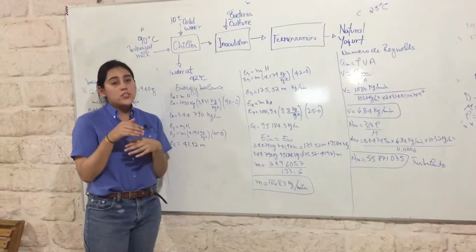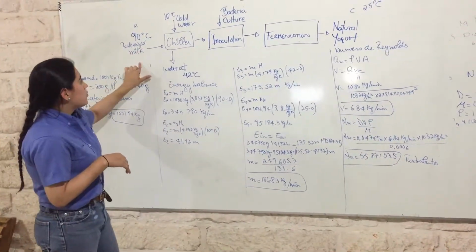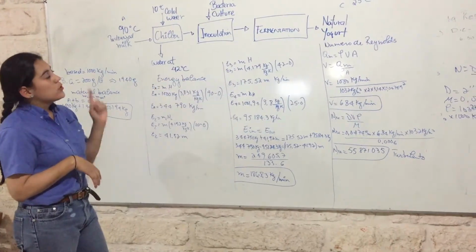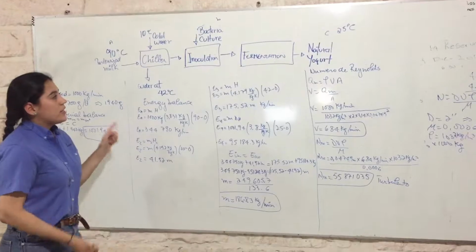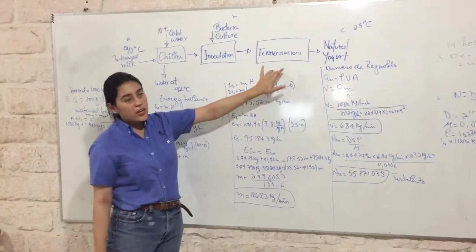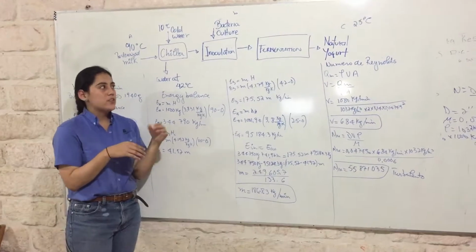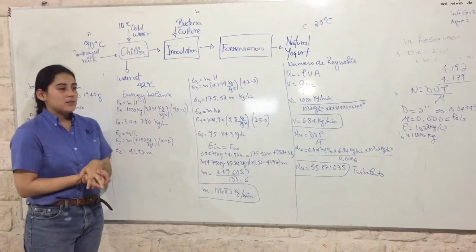to lower the temperature from 90 Celsius degrees to 42 Celsius degrees to enter the inoculation process. And then this passes to the fermentation, and here is where the temperature goes down to 25 Celsius degrees. And then we have natural yogurt, and that's all.